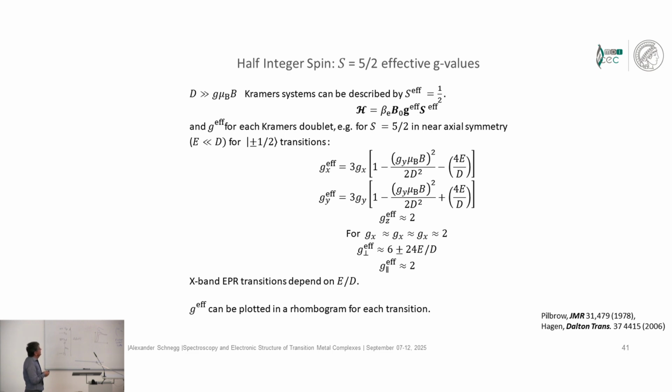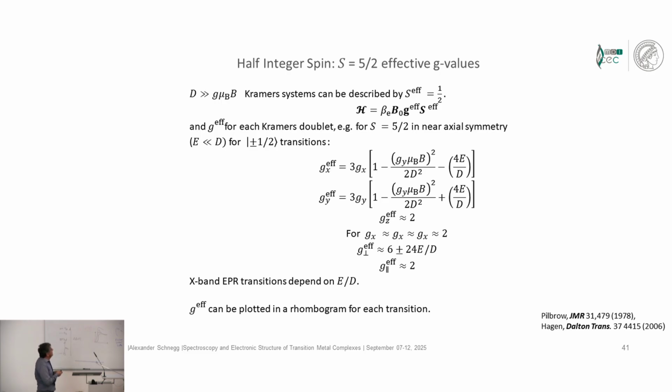And our zero field splittings are now squeezed into these G values. We still have, for this case, true G values, which would be here Gx and Gy, which are very close to the free electron G value of 2. So if you do a calculation of the spin Hamiltonian parameters for such a heme, you would get G values around 2.